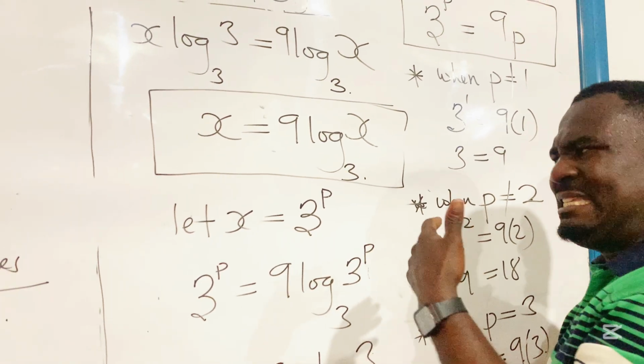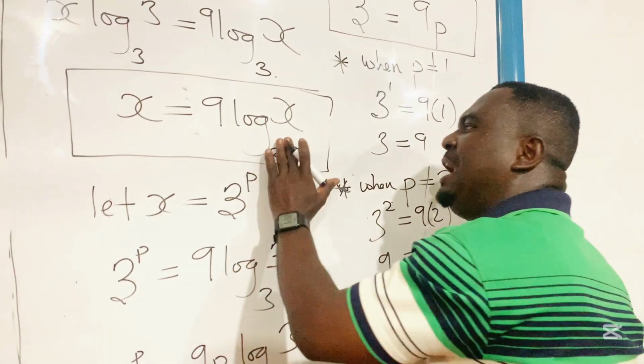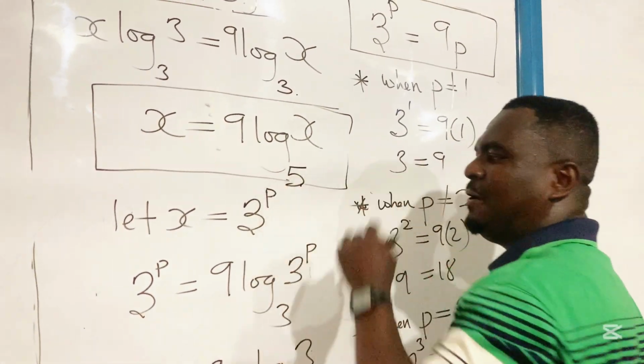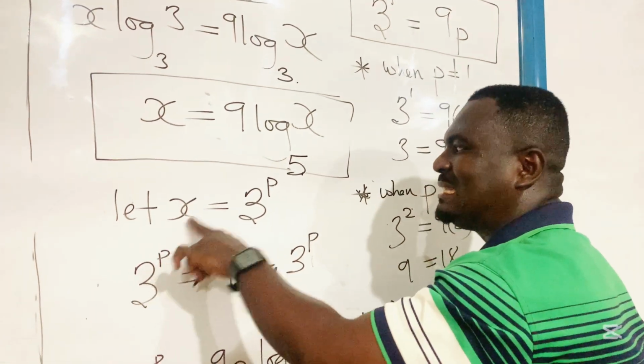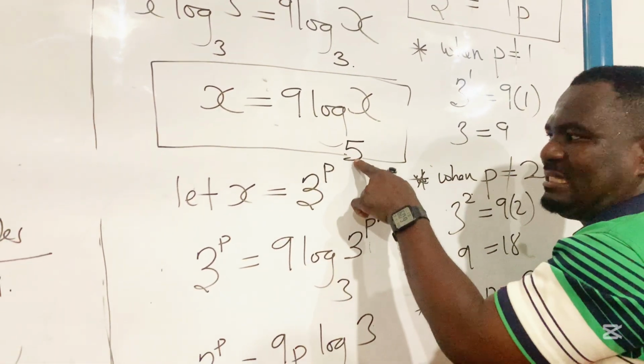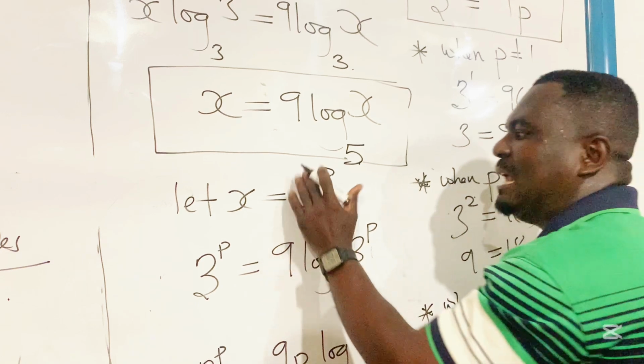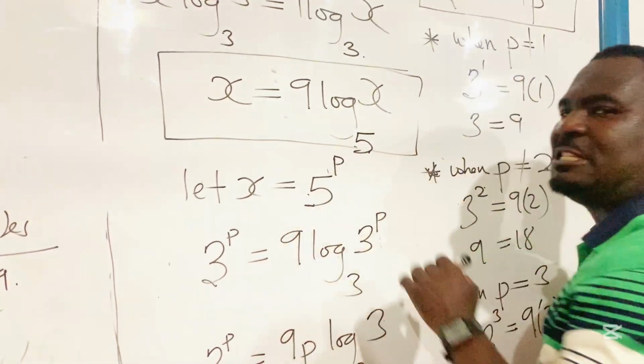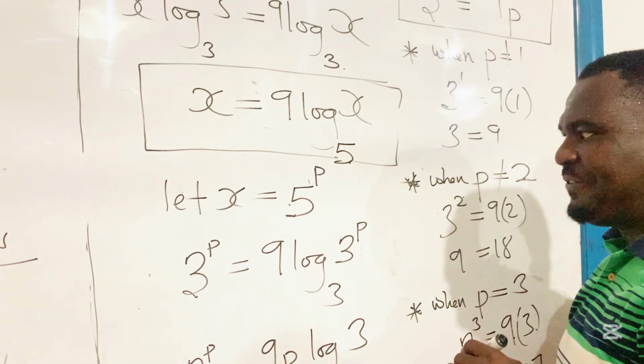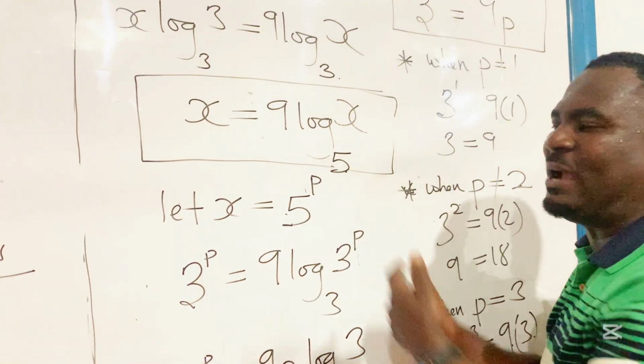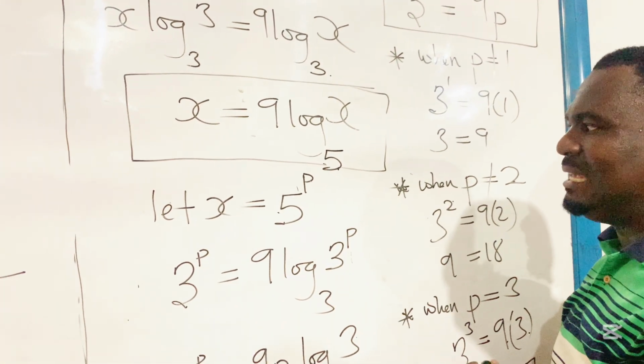So what it means here is, if it happens to be base 5, then I will say let x be, because the log base is 5, then I'll write this as what? 5 exponent p. That is how the trick is working.